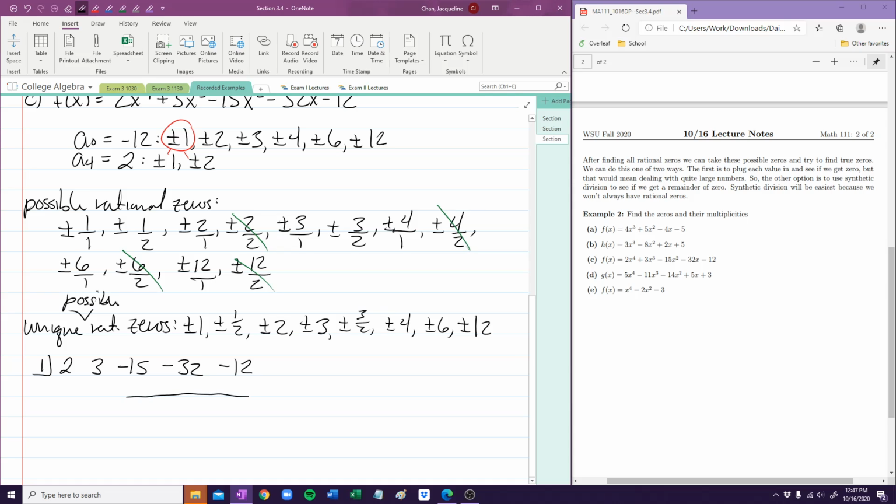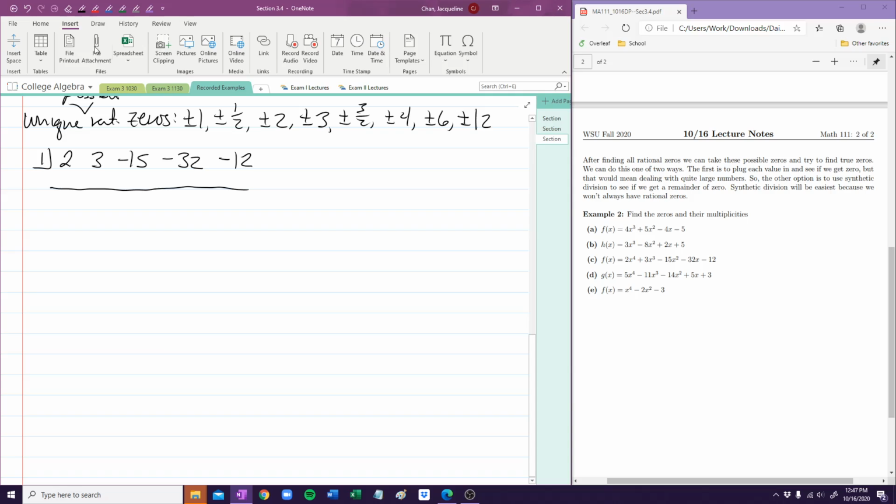We're going to draw a horizontal line. Let me add more space here. Okay, now let's solve. Remember, in synthetic division, always bring down the 2. Then 1 times 2 is 2. Add 3 plus 2 is 5. Then repeat the process. 5 times 1 is 5. Negative 15 plus 5 is negative 10. Negative 10 times 1 is negative 10. Negative 32 plus negative 10 is negative 42. Negative 42 times 1 is negative 42. Negative 12 plus negative 42 is negative 54.